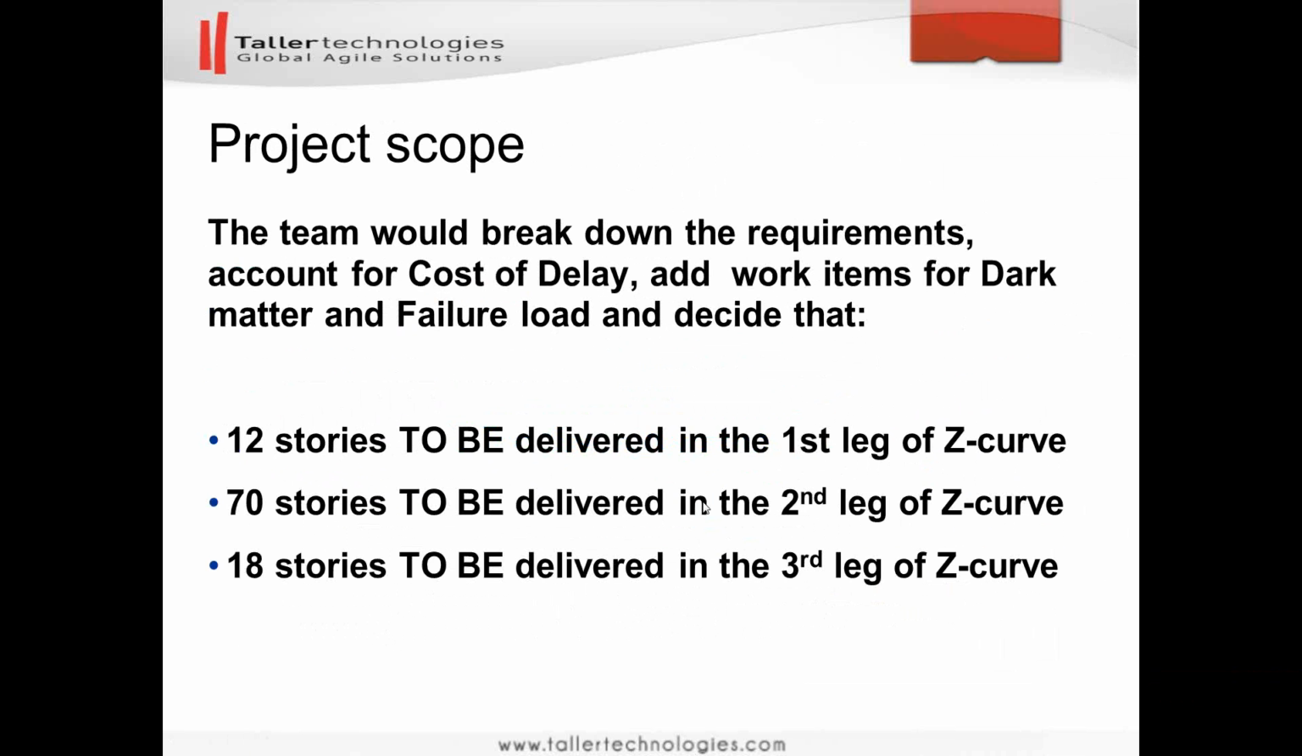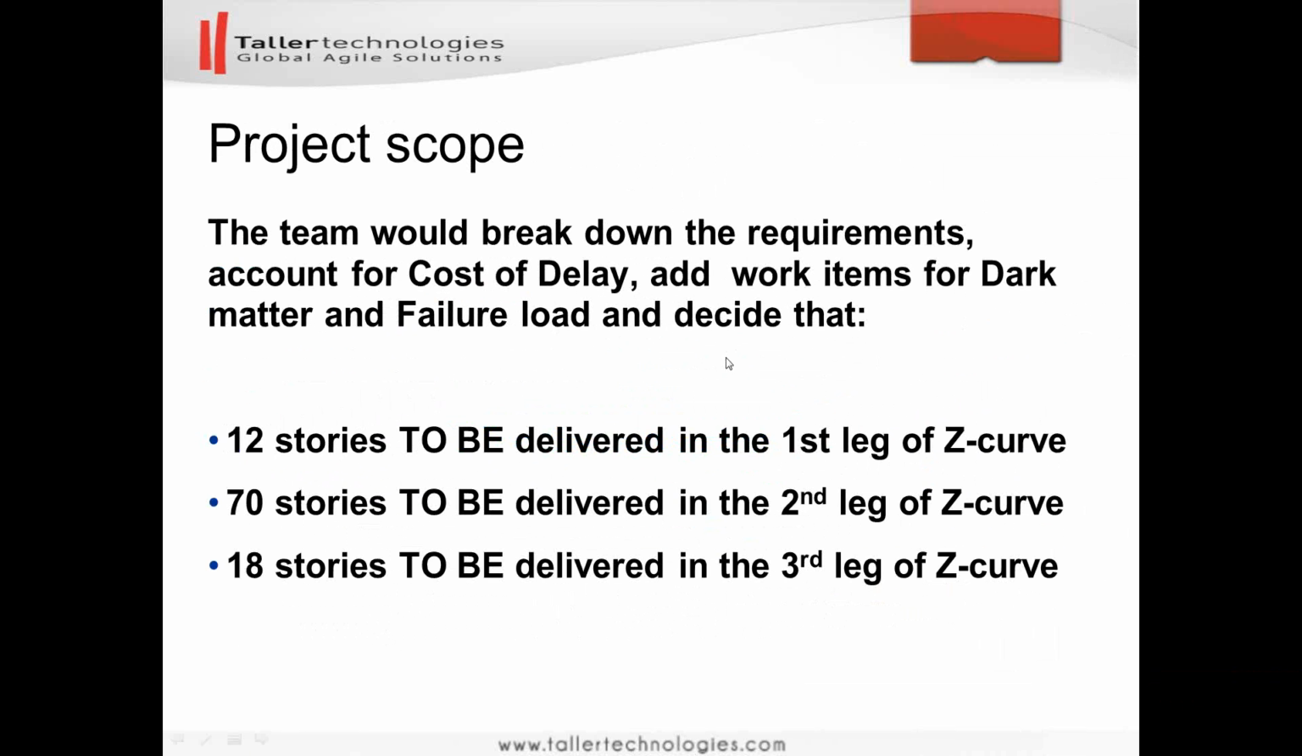So for our new project, the team has broken down the scope into user stories, and then has added some more work items to account for dark matter and failure load. This is a topic that we will not be spending time on today, dark matter and failure load, but after that the team decided that 12 stories will be delivered in the first leg of the Z curve, 70 stories will be delivered in the second leg of the Z curve, and the rest, which is 18 stories or work items, will be delivered during the third leg of the Z curve. So that's after the analysis. And right now we'll have to make projections for the delivery date.